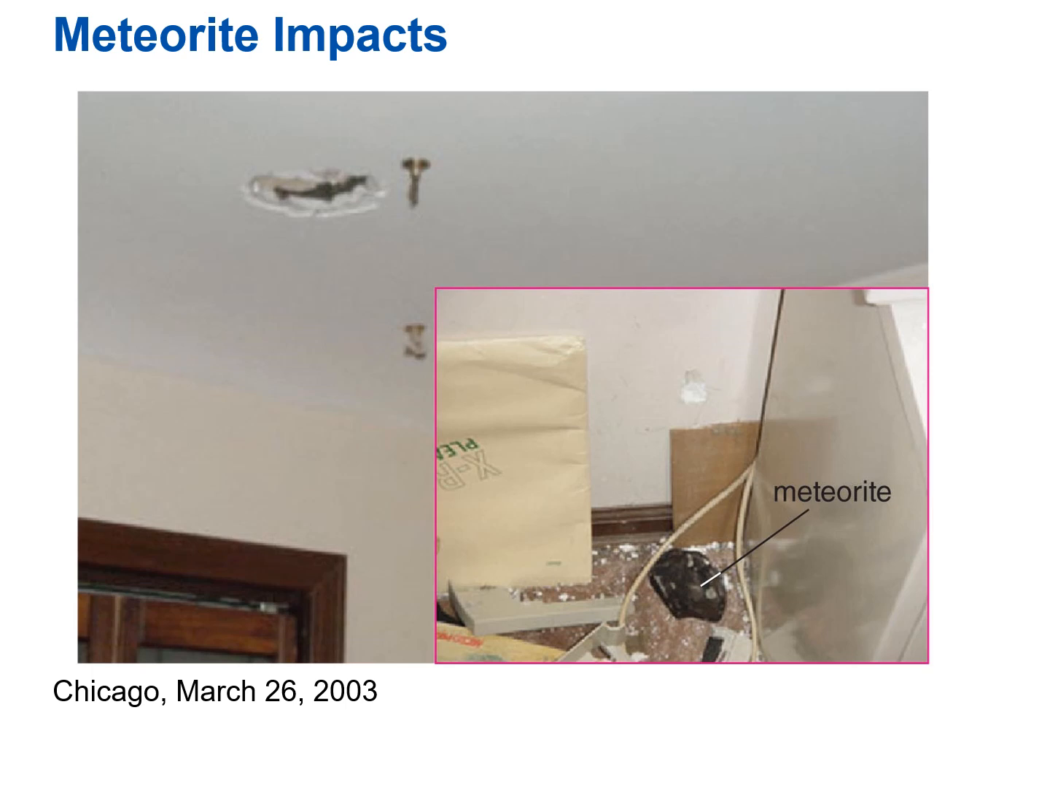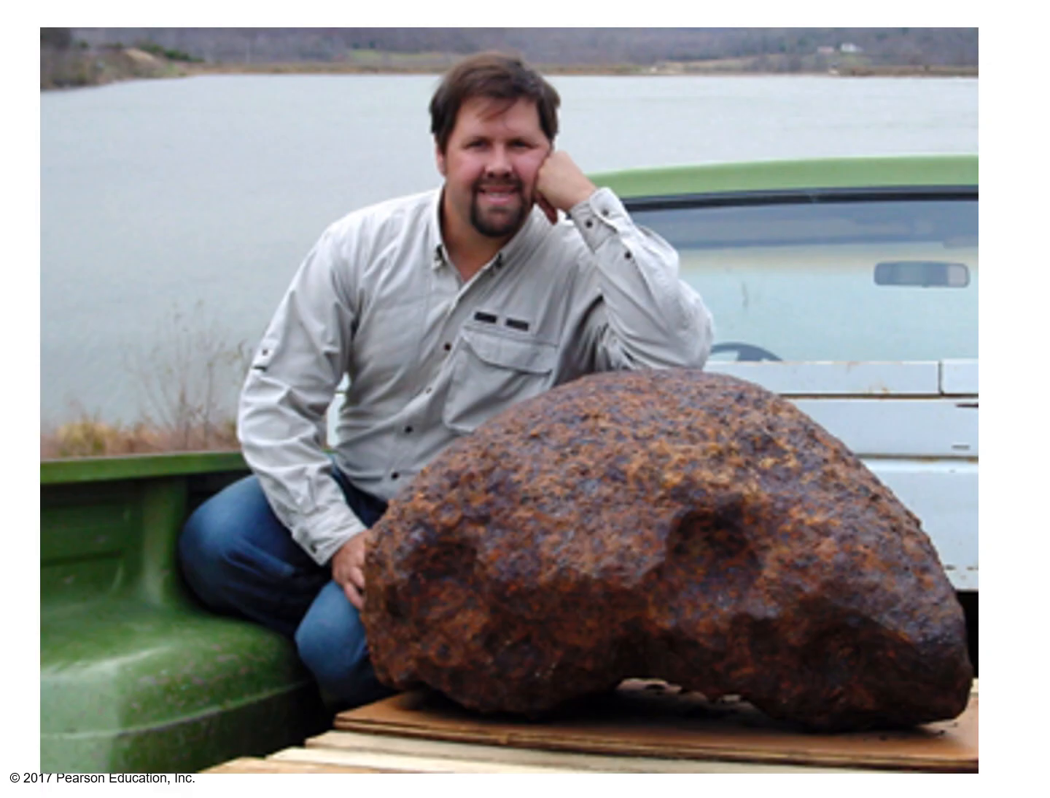This is a meteorite impact in Chicago in a home, and here you have the hole in the ceiling, and down below you can see the meteorite. So it fell from the sky, plunged through the ceiling, and ended up on the floor. This is a meteorite that was found on a farm in Kansas. So something like this, a huge meteorite like this, would probably fetch a price by somebody worth several $1,000,000.